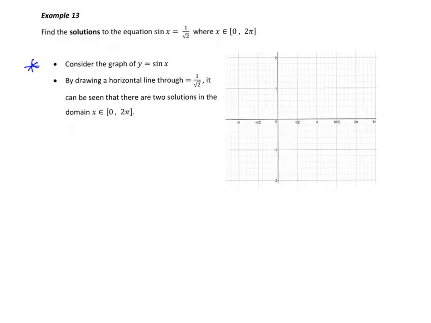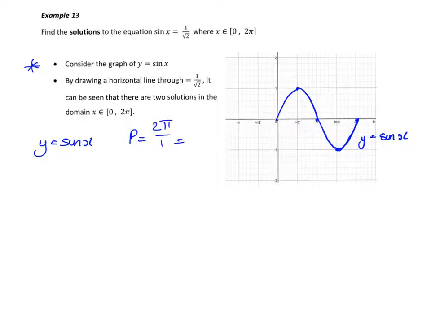part here where we are going to draw the graph of sine x, and then we're going to draw a straight line through 1 on root 2, that is y equals 1 on root 2, and see what we end up with. So first of all, we've drawn the graph of y equal to sine x. Remember, y equal to sine x has a period of 2 pi on 1, which makes it 2 pi, and an amplitude of 1, which means y is between -1 and 1.